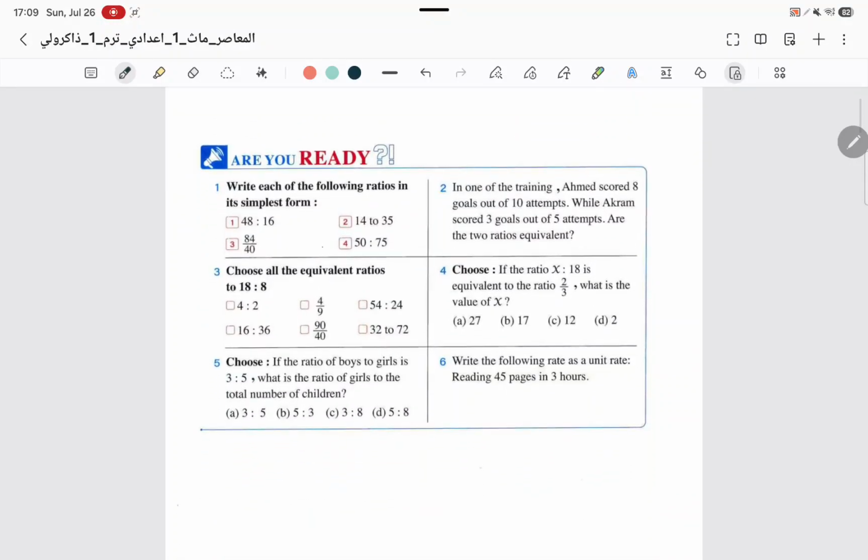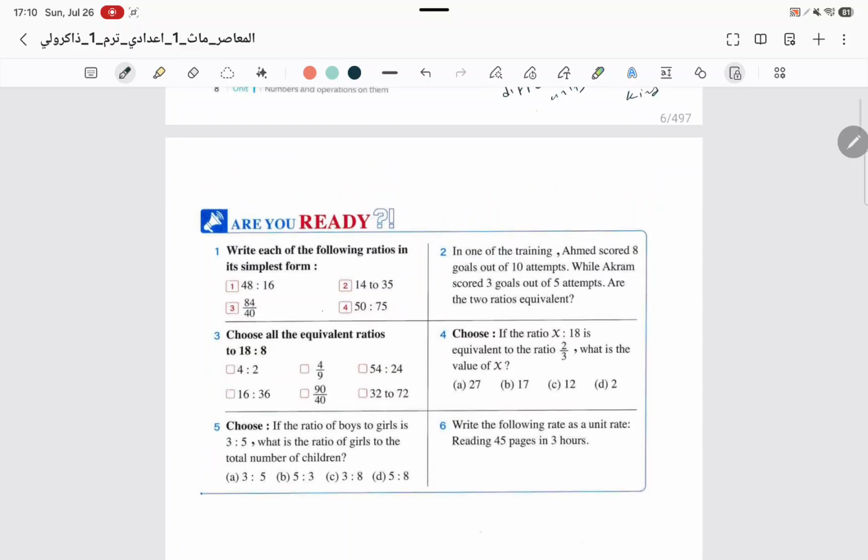Here we have simple examples, and we can solve them to make our ideas easy with solving these kinds of questions. So the first one says, write each of the following ratios in its simplest form. Okay, we have here the first one, it is 48 over 16. 48 over 16, simplest form.